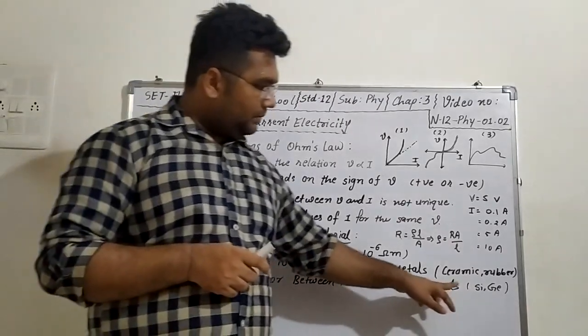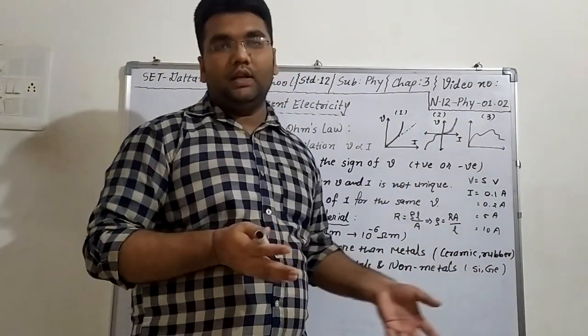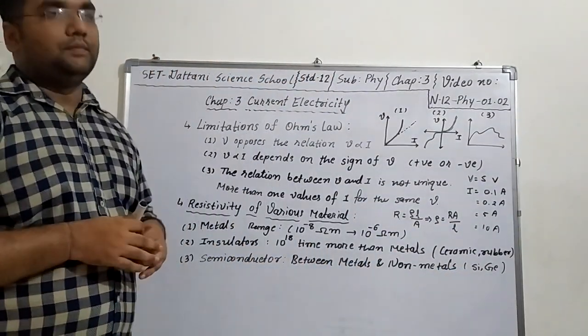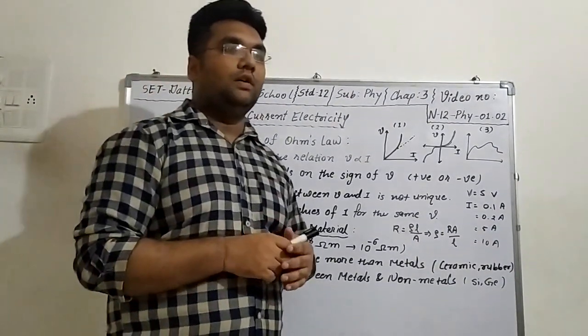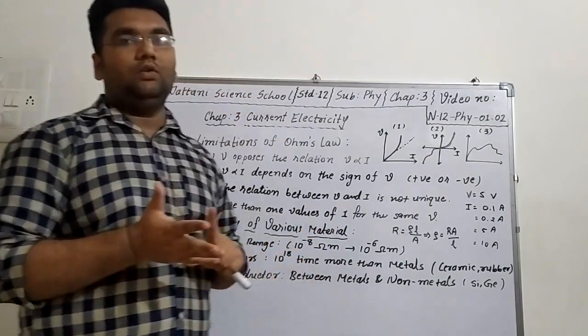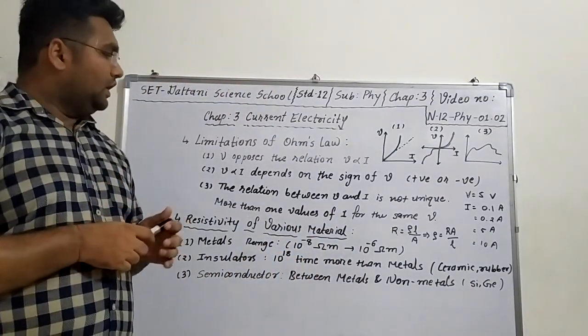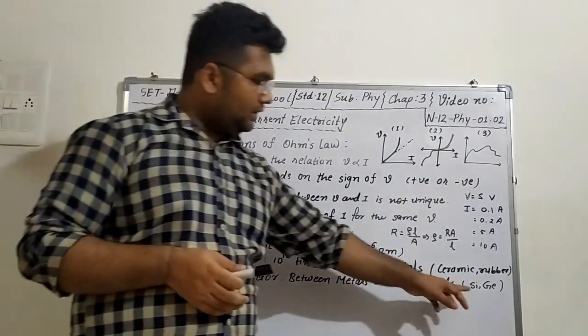The examples of semiconductors are silicon, germanium, gallium, all the elements in our periodic table, group number 14: carbon, silicon, germanium, gallium, indium. So all these are semiconductors.